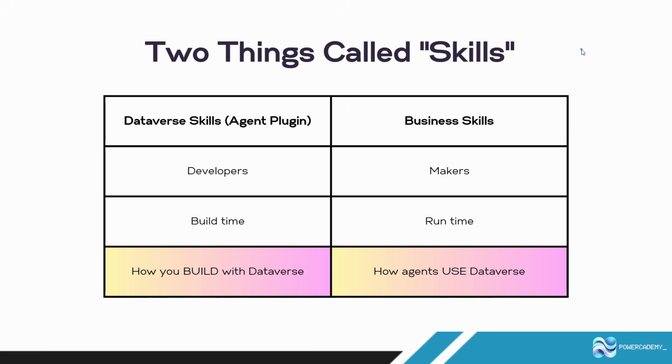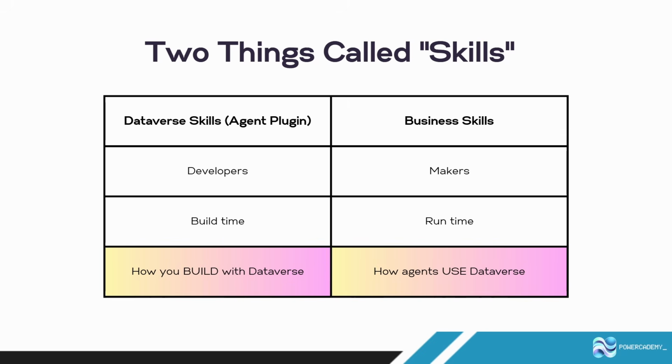Now, in true Microsoft fashion, there are two things in the Dataverse context that are called skills, which just adds an element of confusion. But these are the main differences. Dataverse Skills, which is what we're covering here, is for developers, while Business Skills is for makers. Dataverse Skills is run at build time, while Business Skills are run at runtime. The bottom line is that Dataverse Skills is how you build with Dataverse. That's what it gives you the ability to do. Whereas Business Skills for Dataverse is how agents use Dataverse. There'll be another separate video coming for Dataverse Business Skills, but for now, just know that if you see these two in conjunction, they are different things. They're just named very, very similar.